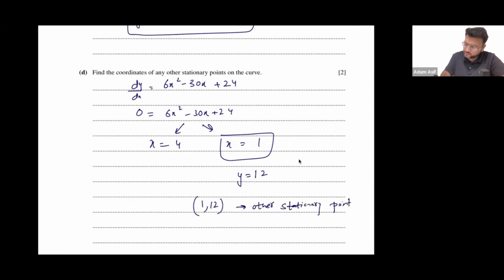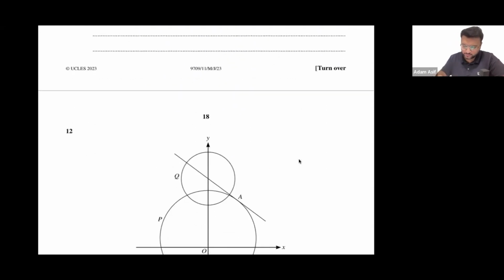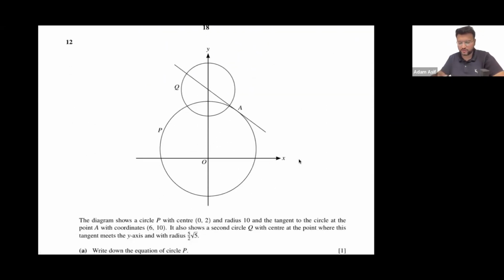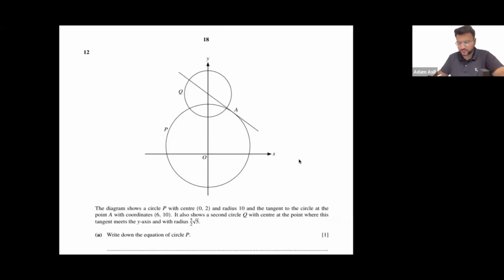Okay, so this question is complete. Now there's a last question, 12, related to circle. The diagram shows a circle P with center 0, 2. So circle P has a center 0, 2. And the radius is 10. So your distance is 10 in total.